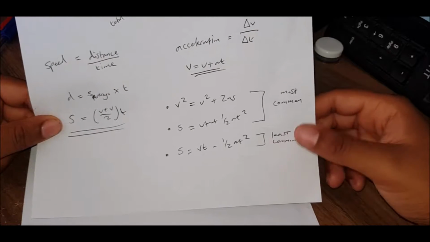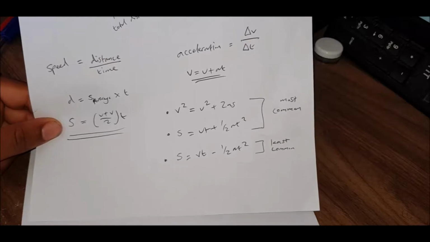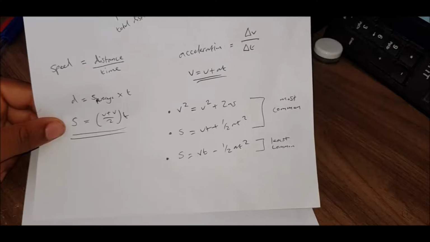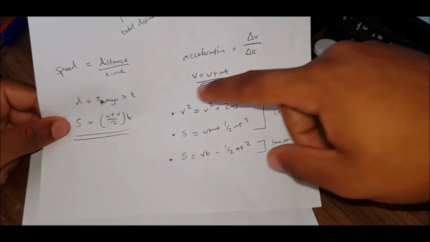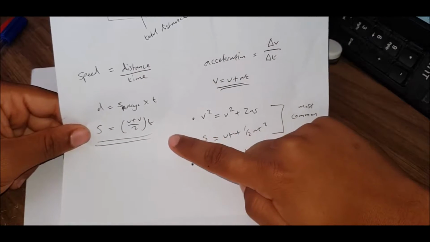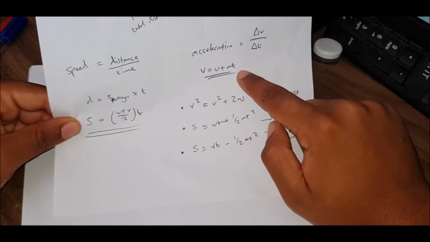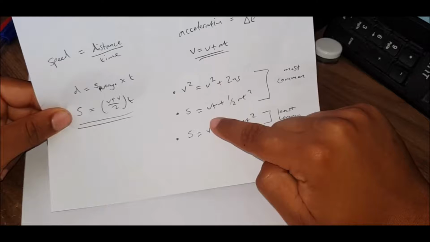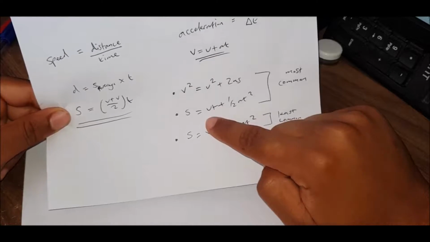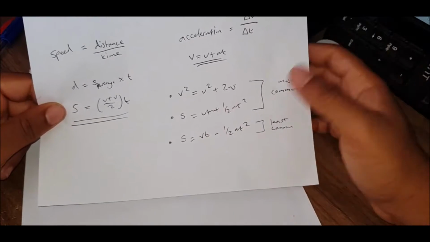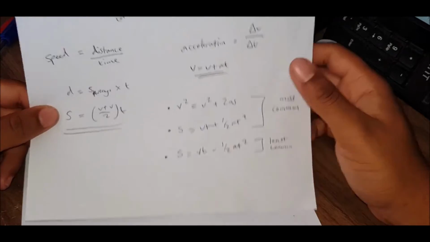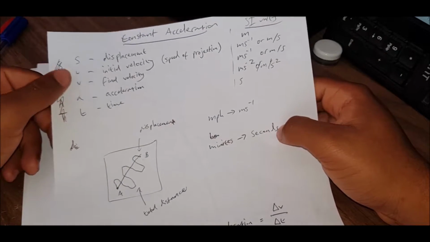So there's a common theme with these five equations. There's always one variable missing. What I mean by that is that this one doesn't feature acceleration. This one doesn't feature displacement, time, final velocity, and initial velocity respectively.